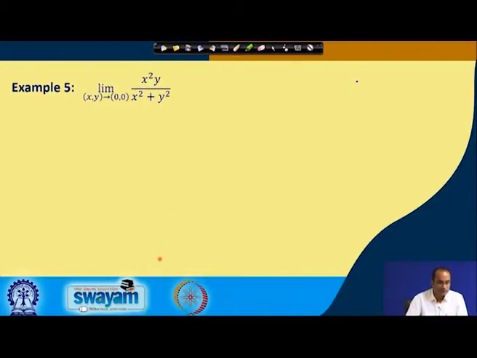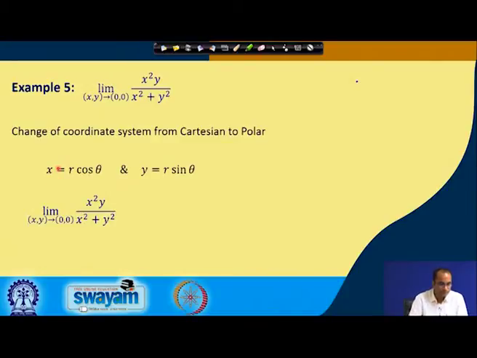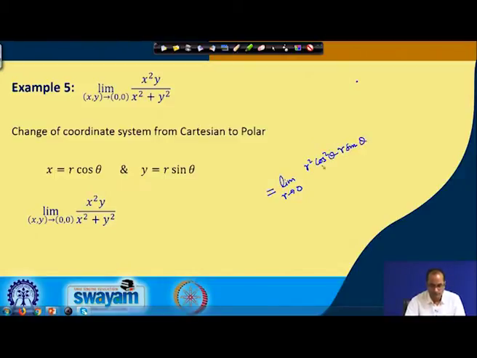But what we will realize in today's lecture is that this change of coordinate system in many cases is very helpful. For example, we consider this problem x square y over x square plus y square, and if we change the coordinate system to polar, then by this substitution as earlier we can write this limit (x, y) goes to (0, 0) of x square y over x square plus y square as the limit r goes to 0, with x square as r square cos square theta, y as r sin theta, and in the denominator again r square cos square theta plus r square sin square theta. This will become r square.